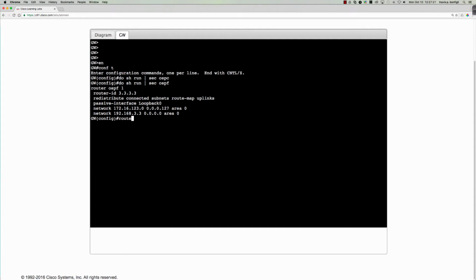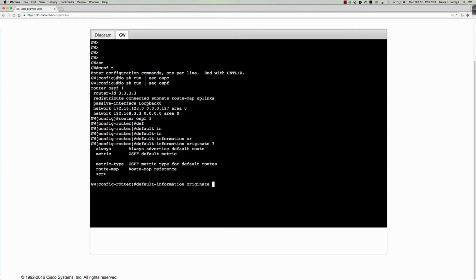So let's go ahead and jump into router OSPF 1. So how do we originate a default route? It's actually super straightforward, very, very easy. Remember, we just say default-information originate, right? Now there's two options we have here. We've got the always option, or we have not using the always option.